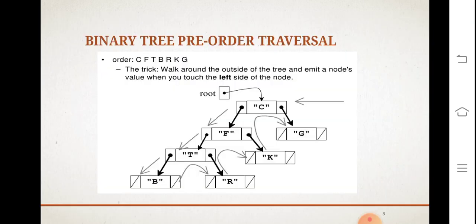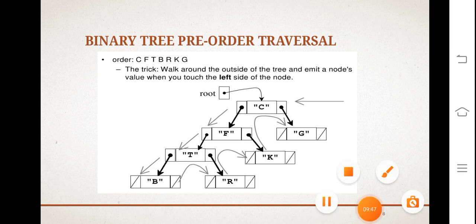So first we have binary tree pre-order traversal. This is the given tree: C acts as a root, and it has a left subtree and a right subtree. The left subtree is F, and again F acts as a root for T and K, then again T acts as a root for B and R. Pre-order means first we process the root node, then the left node, then the right node. So what is the pre-order of this given tree?